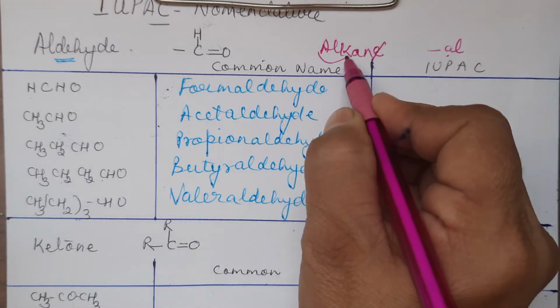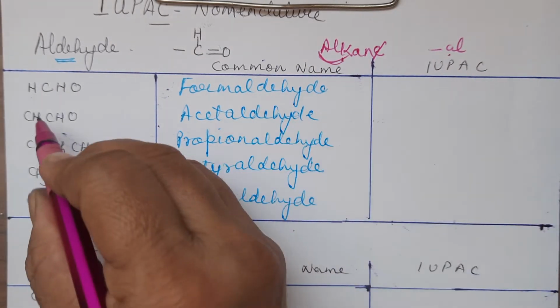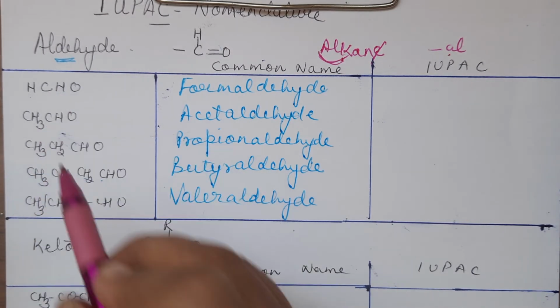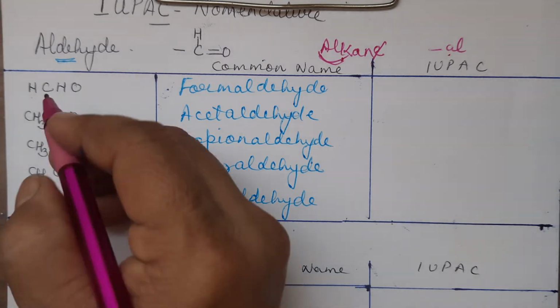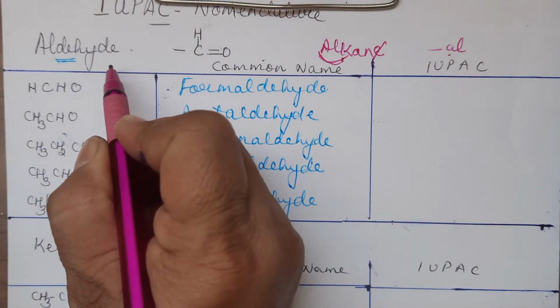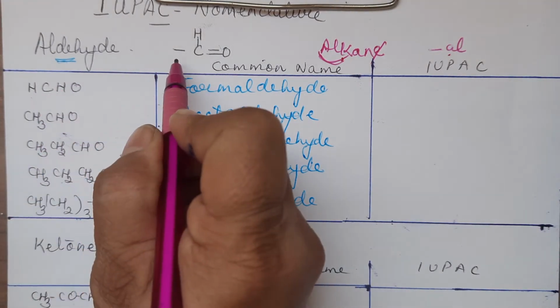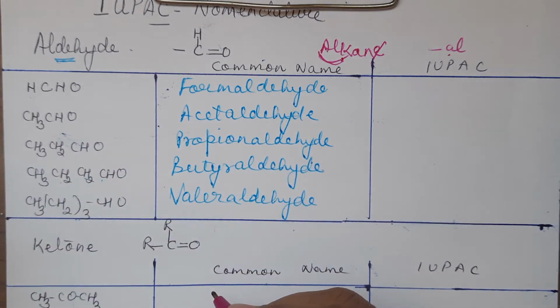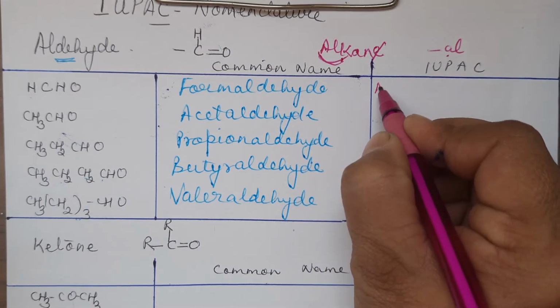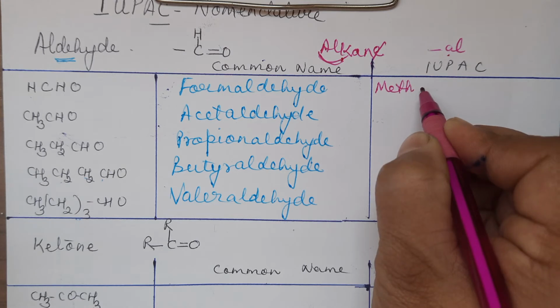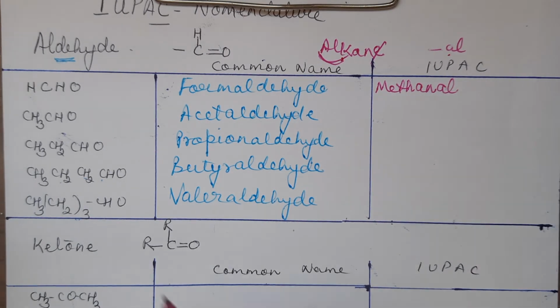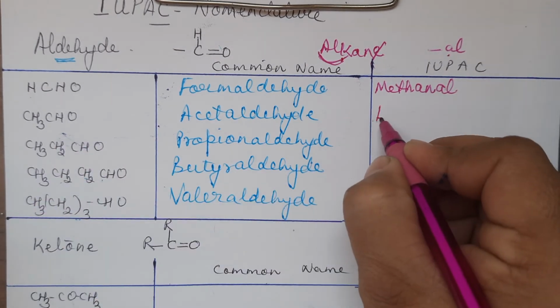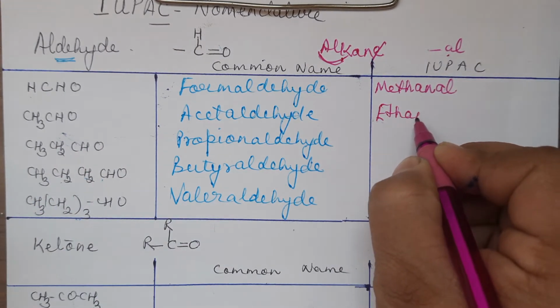Now we will count the number of carbon atoms, that is the word root. The carbon atom of the functional group is also to be included in the word root. Don't think this is the CHO functional group; even though the carbon is a part of the functional group, it is to be counted in the word root. So one carbon atom, word root is meth. Single bonds are an and al. Likewise, two carbon atoms, eth, an, al.